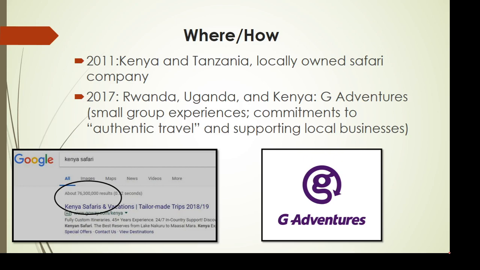How do you do something like that? Well, let me just tell you that when you Google Kenya Safari, there are approximately 76 million results that come up. Now, I know all of them can't possibly be about Kenya safaris, but that should just give you an idea of how overwhelming some of this is just to start with. I get that question a lot. How do you even decide who to go with? Well, in 2011, we went with a locally owned safari company.